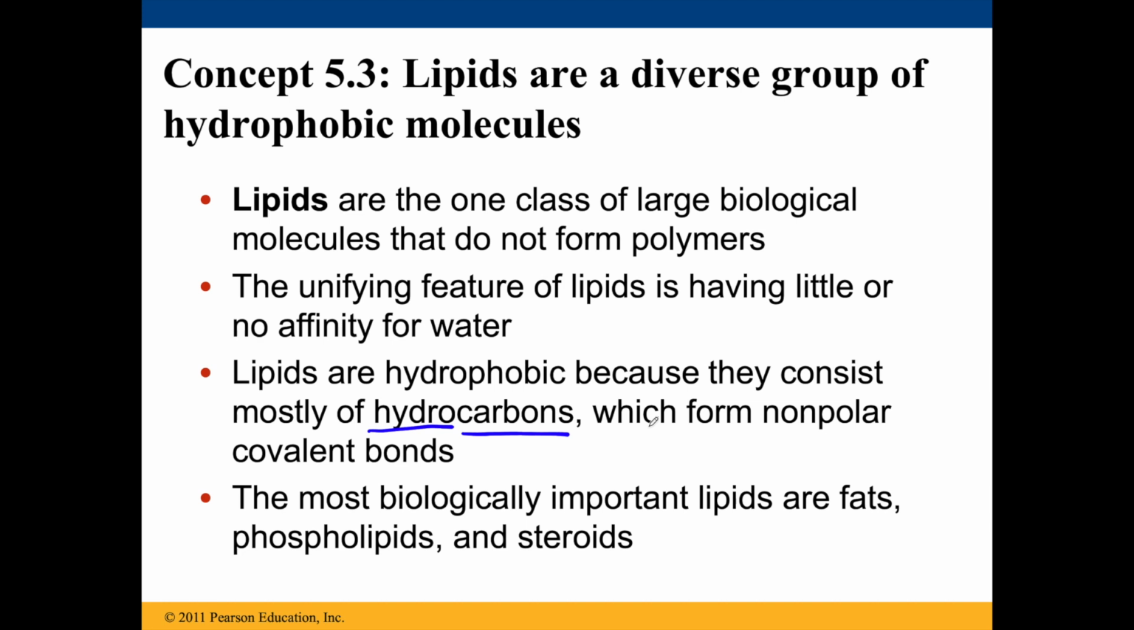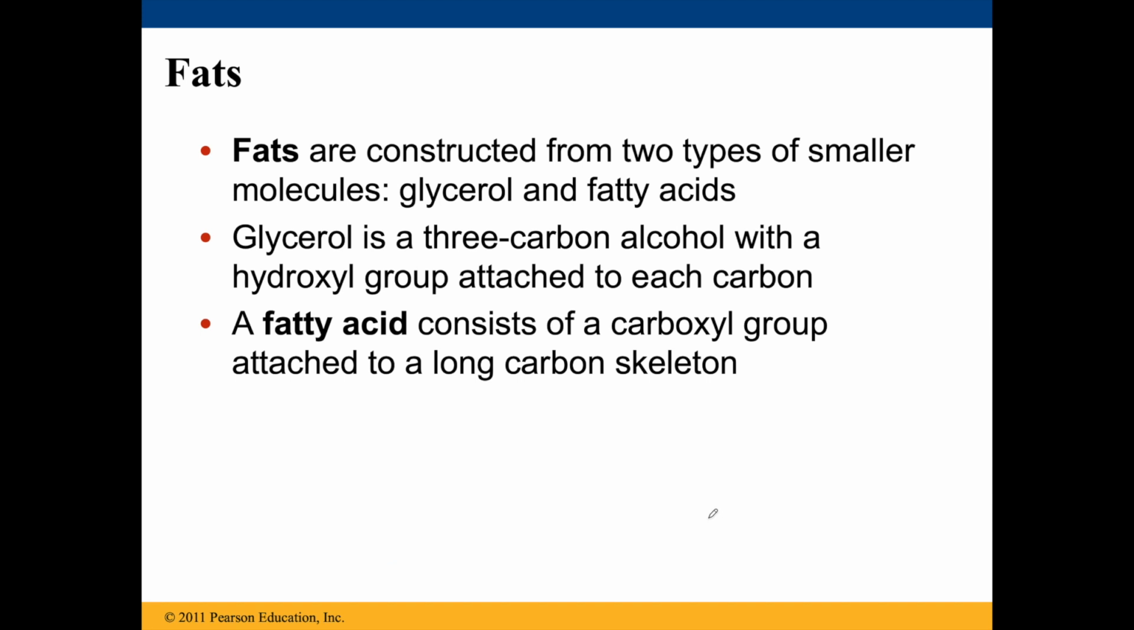Now, there are different types of lipids. The ones we're going to focus on in this section of the chapter are fat, phospholipids, and steroids. We're going to talk about these three types of lipids. So the first type of lipid we're going to talk about is fat. Fat is made up of two smaller types of molecules, glycerol and fatty acids. Glycerol is a 3-carbon alcohol with a hydroxyl group attached to each carbon, and a fatty acid consists of a carboxyl group attached to a long carbon skeleton.